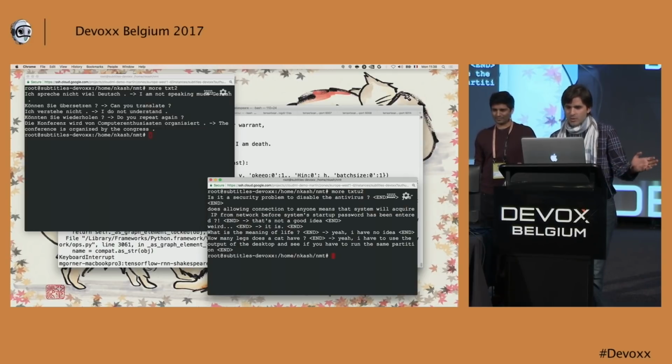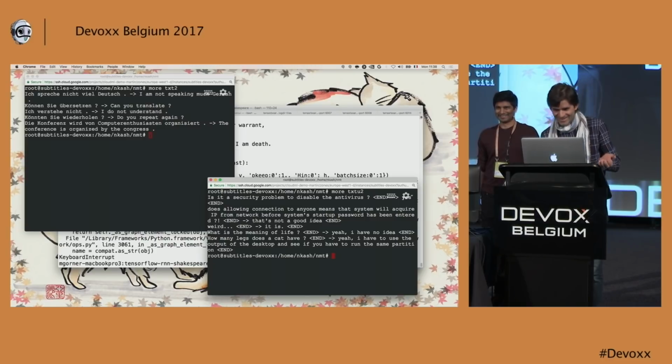So is it a security problem to disable antivirus? Yes. Does allowing connection to anyone means that the system will acquire EP from network before system startup password has been entered? That's not a good idea. Weird. It is. And then I tried to troll it a little bit. So I said, what is the meaning of life? And it answered, yeah, I have no idea. Which is kind of fun.